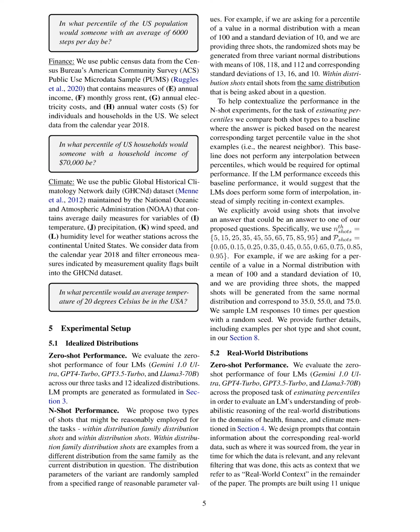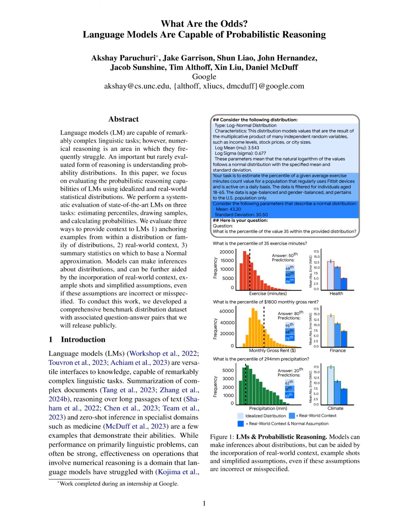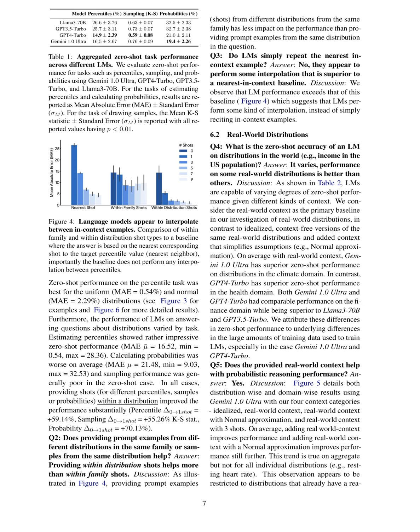2. Providing within distribution shots improved LM performance substantially across all tasks, estimating percentiles, drawing samples, and calculating probabilities. 3. LM performance exceeded the nearest in-context baseline, indicating that LMs perform some form of interpolation rather than simply repeating in-context examples. 4. In the real-world distributions dataset, LMs showed varying degrees of zero-shot performance depending on the context.